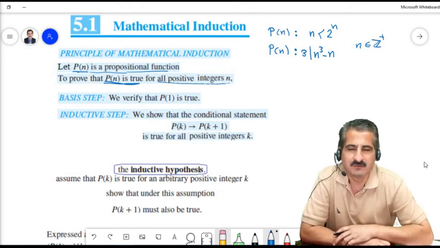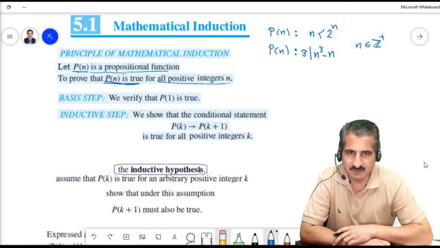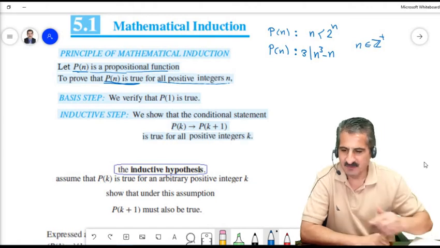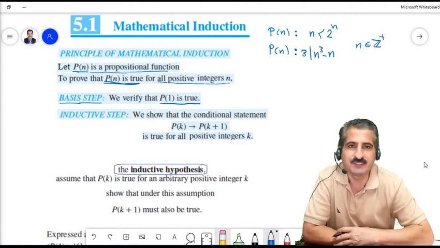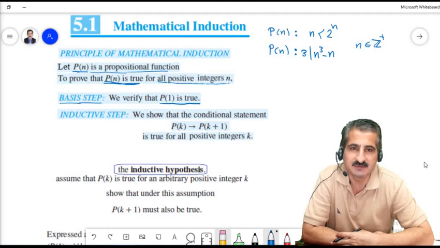So how do we do it? Using mathematical induction. The idea here is simple, but you need to pay attention to understand it. We will do it using two steps. First, we call it the basis step, in which we verify that the statement is true for n equals 1. So we start at n equals 1: just substitute n equals 1 in the statement P(n) and see whether it is true or not.